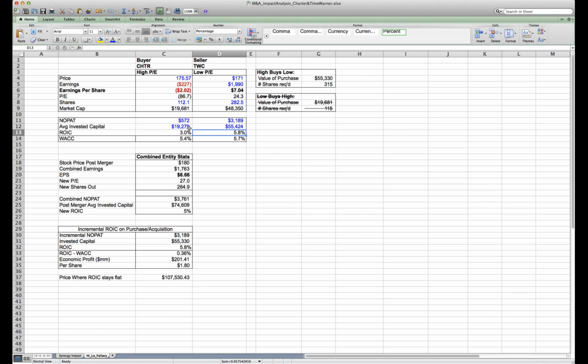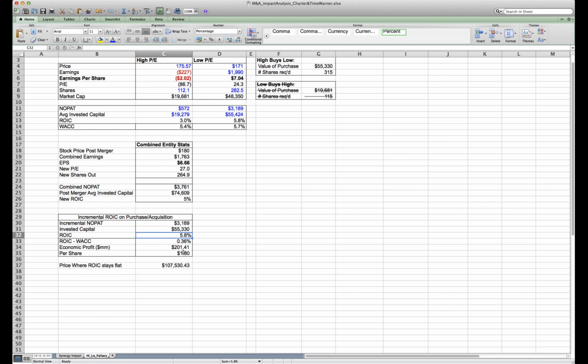So this might explain a little bit about the price movement, all right? Because they're buying a company with a higher return on invested capital, right? And so we look at the incremental NOPAT that Charter's going to be getting. That's $3 billion in NOPAT, right? That's the NOPAT that we calculate trailing 12 months for Time Warner Cable. The amount of capital they're investing, well, that's the purchase price. That's the $55 billion I showed on the prior page, right? And the return on capital on this investment is actually 5.8%. A little bit higher than the WACC, 0.36%. The economic profit on this deal is about $200 million for them, right?